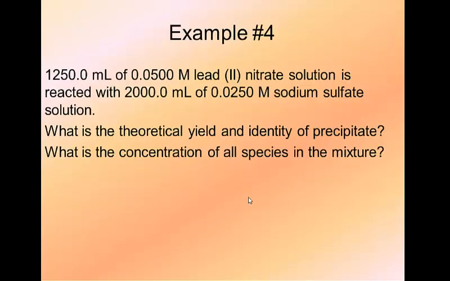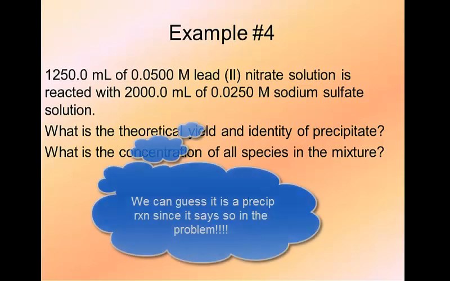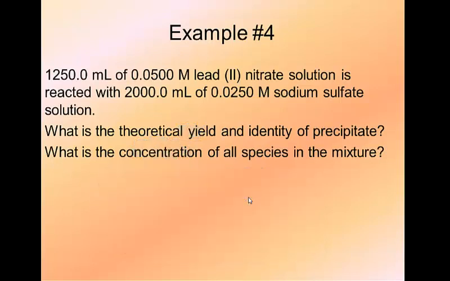So here's example number 4. 1250 mL of lead nitrate reacted with 2000 mL of sodium sulfate. We are going to do exactly the same thing as we did in the previous examples. Obviously a precipitate reaction, otherwise they're not asking for the theoretical yield. So we are going to find the mass of precipitate formed, the identity of the precipitate formed, and then we are going to find the concentration of all the species in the mixture. So pretty much the same way.